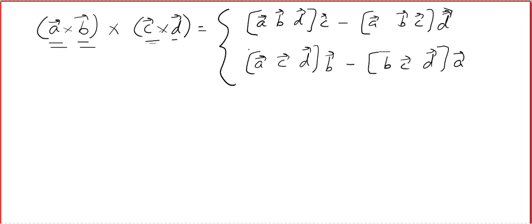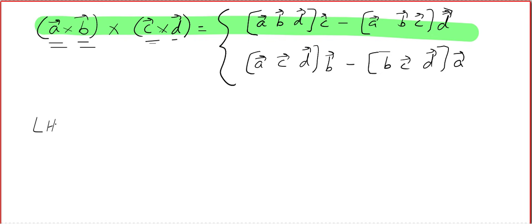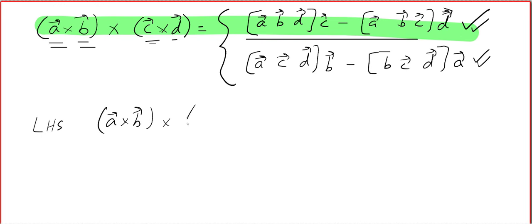Okay, I'll prove one of them. The other one is homework. So I'm going to prove my favorite one. If you want to prove the first one, it's very easy. We start with the left hand side. Remember, this value and this value are equal, so you can use any formula you wish, the above or the below. I told you my personal favorite is the above one. So the left hand side is A cross B cross C cross D.